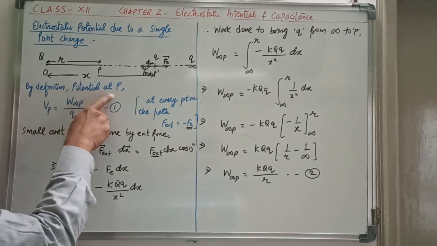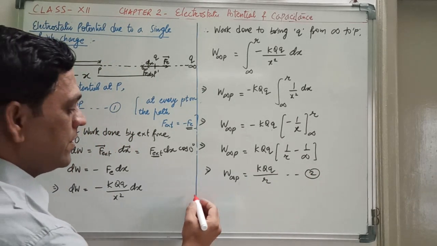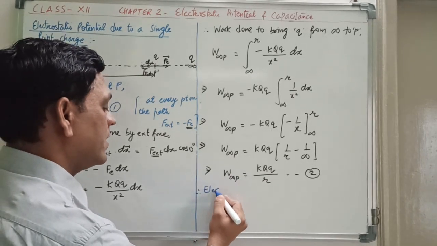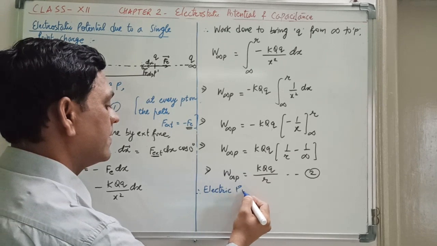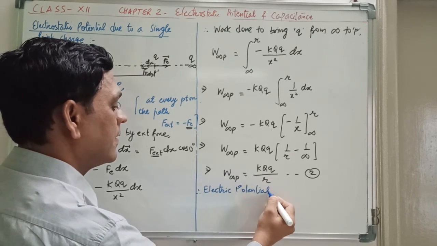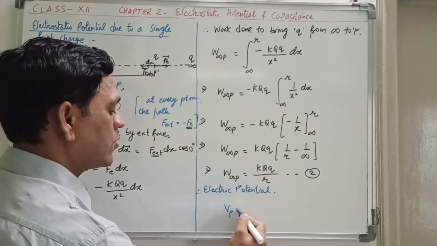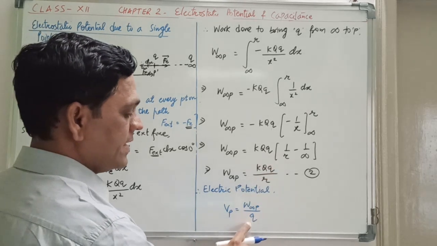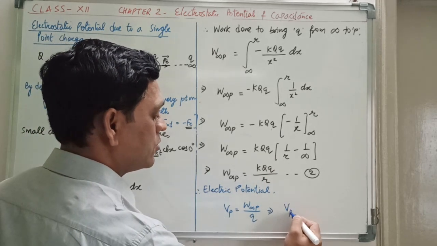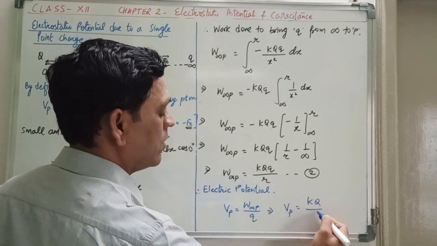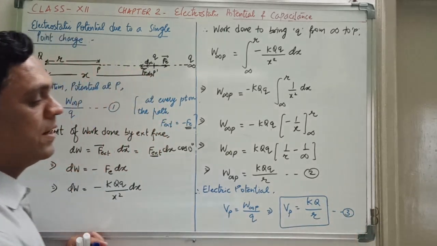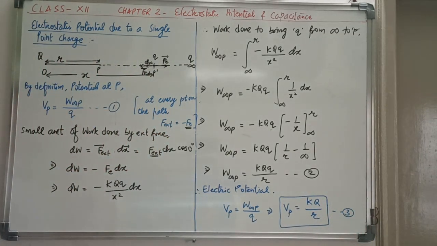Therefore, by definition, potential Vp is equal to this. Therefore, electric potential at point P will be Vp is equal to W infinity P upon q. So this q will cancel with this q only. So Vp comes out to be kQ upon R. This is the electric potential due to a single point charge, which is V is equal to kQ upon R here.